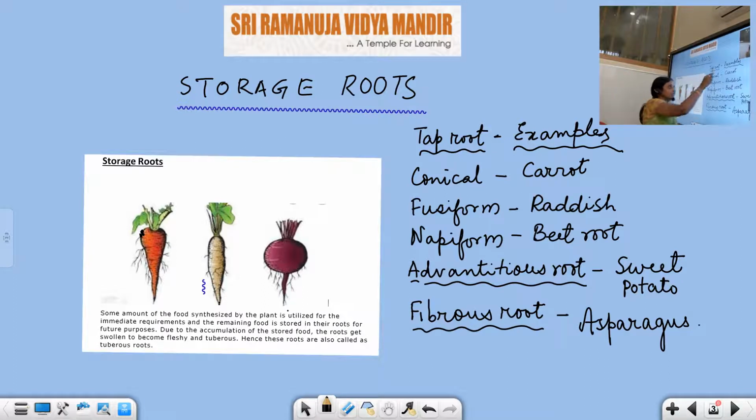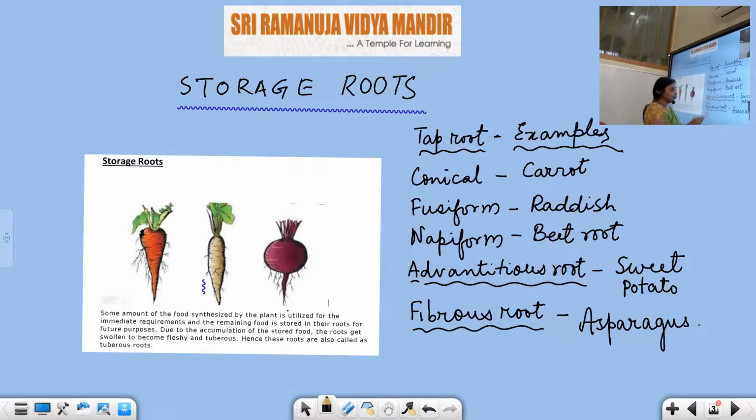And here, I have given 3 examples: taproot examples, adventitious roots and fibrous root. Taproot example, conical, is carrot. The biological or botanical name of carrot is Daucus carota. And fusiform, radish, Raphanus sativus. Similarly, napiform, beetroot, Beta vulgaris.